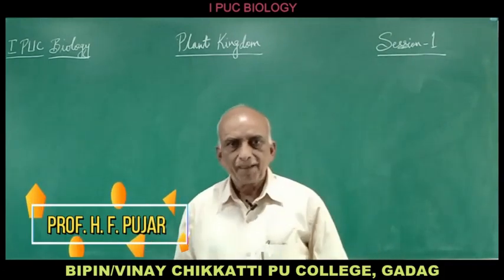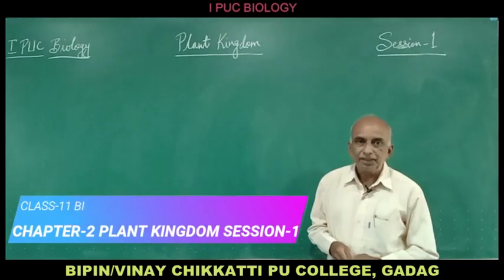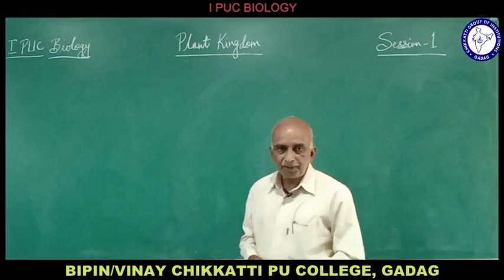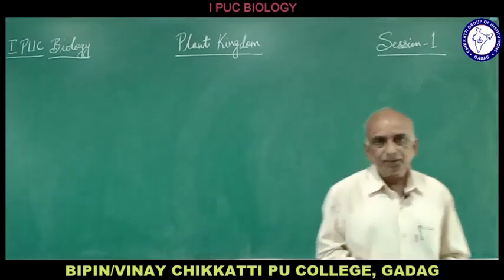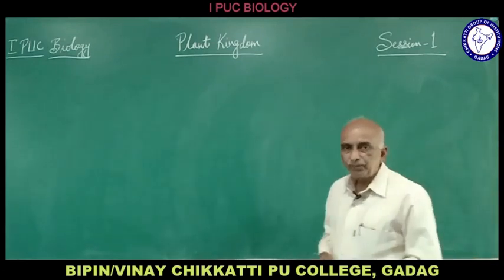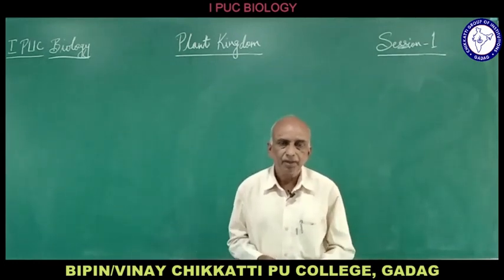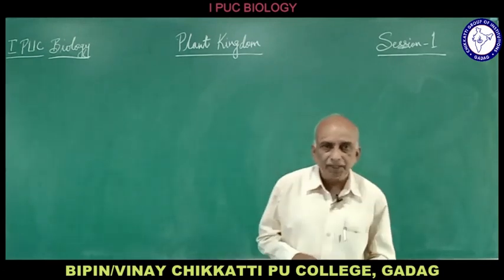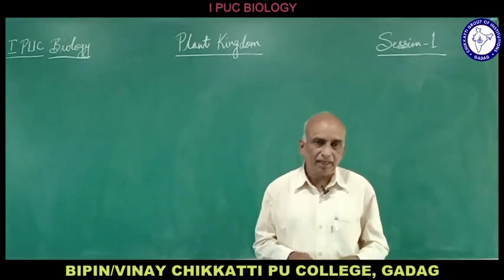Plant kingdom, which is the fourth kingdom according to Whittaker's classification. So we are following Robert Whittaker's classification of living organisms. As we know, living organisms are classified into 5 kingdoms according to Whittaker, which we are following. According to Whittaker's classification: Monera, Protista, fungi, plantae and animalia.